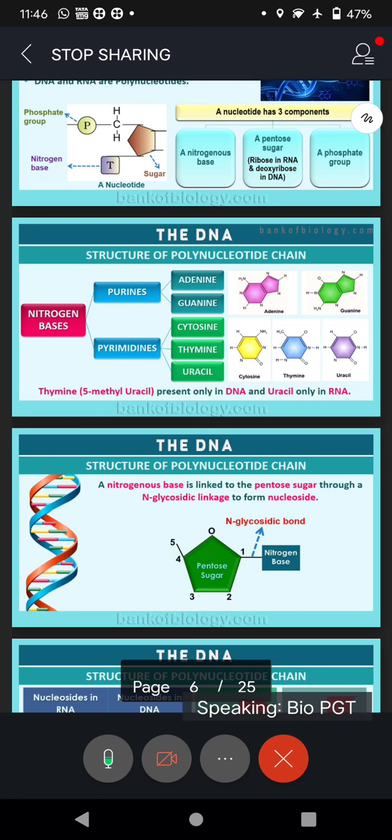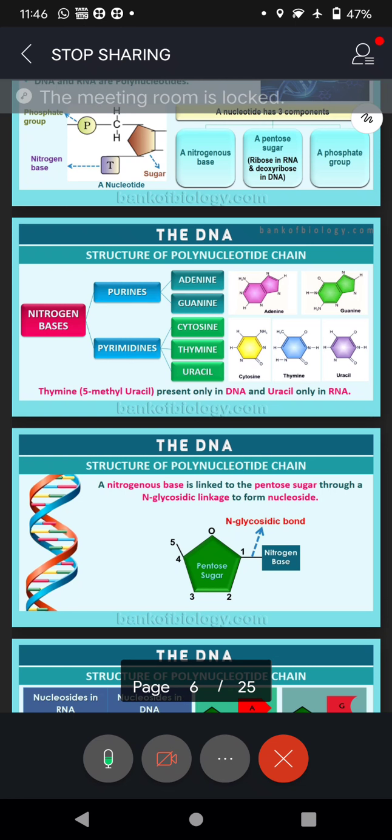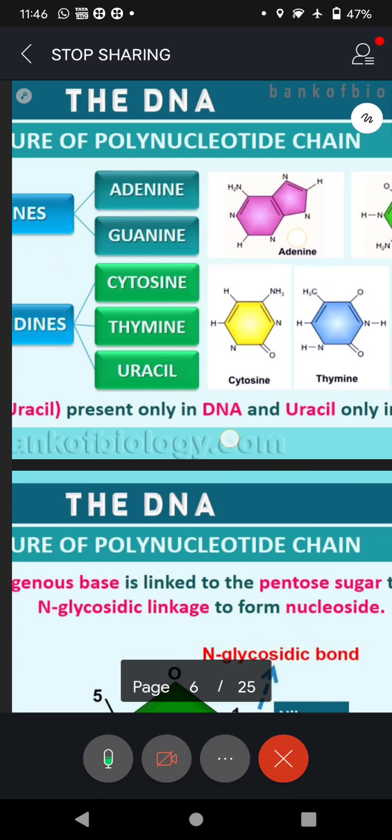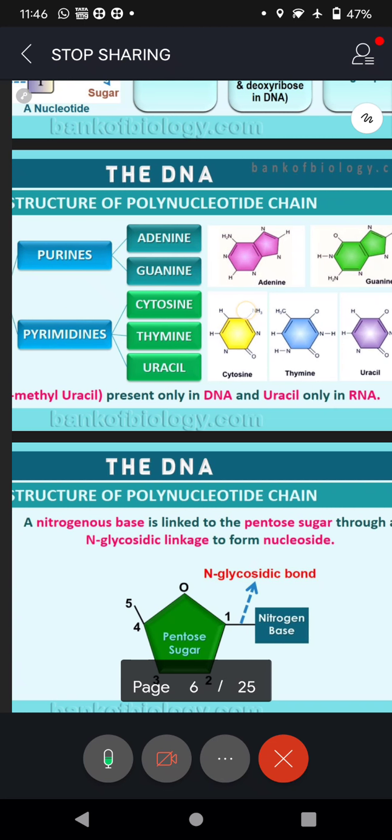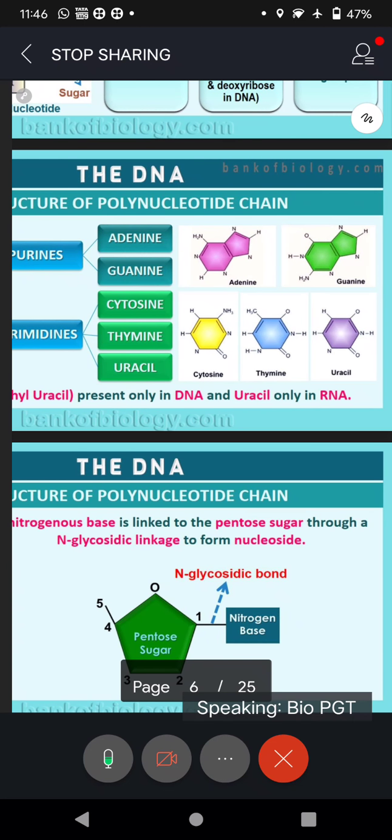pyrimidines. In purines and pyrimidines, just by seeing the structure only you understand. Purines are double ringed structure. Two rings are there. Look at that. Whereas pyrimidines, only one ring is there. Single ringed structure. Let me expand that. Yes. As you are seeing here. In double ringed structures, purines, there are two, adenine and guanine.